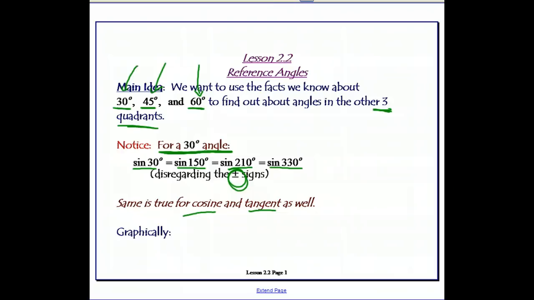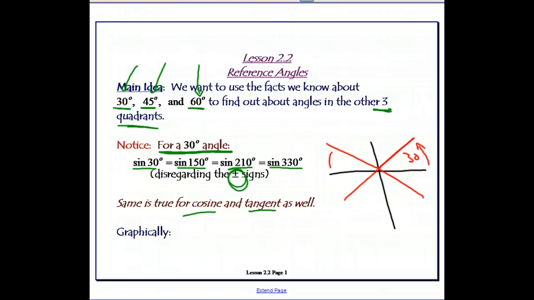If you graph that, what would those four angles look like? Well, you have 30 degrees, and over here's your 150, here's your 210, and here's your 330. And what you start to realize is that if you backed up 30 degrees from the negative x-axis, or went 30 this way, they're all 30 degrees. All four of these angles are 30 degrees from the x-axis. And that's going to be our key idea to this.